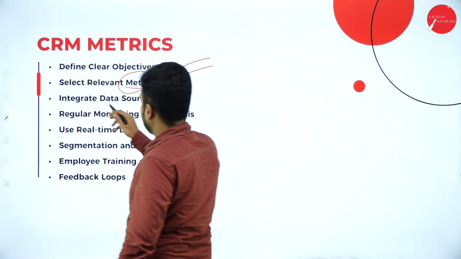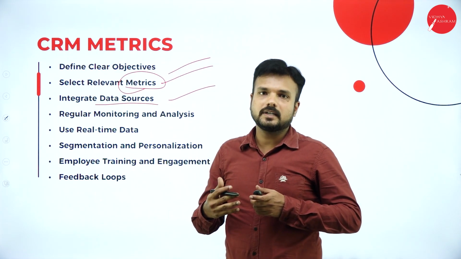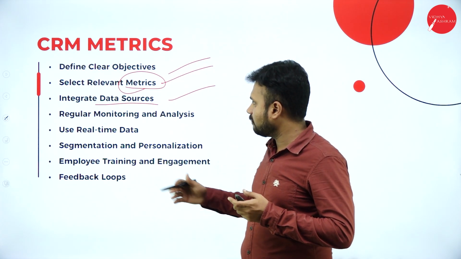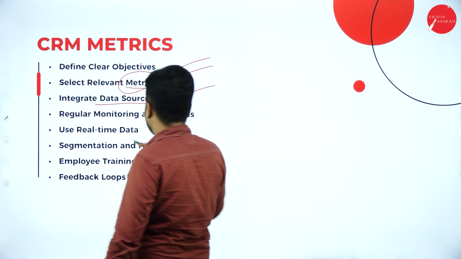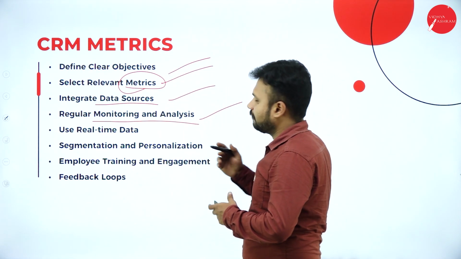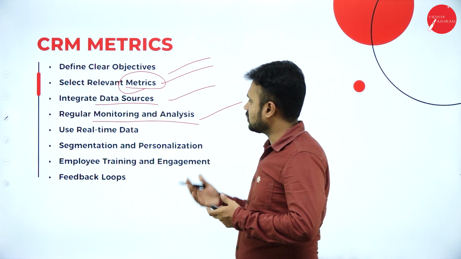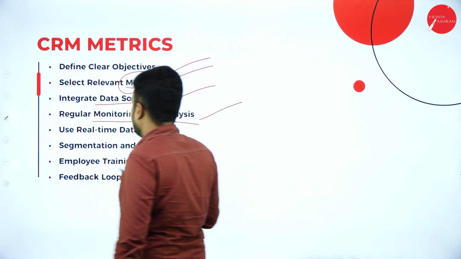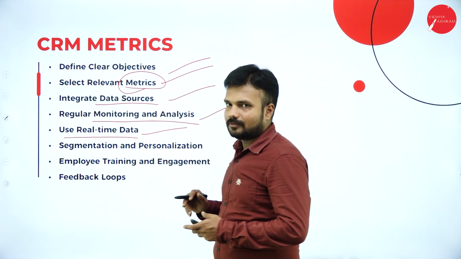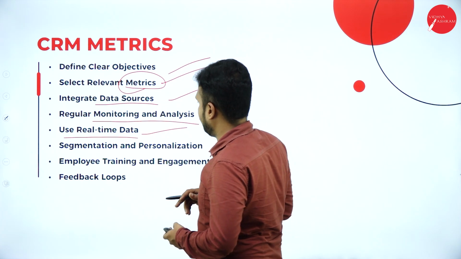Integrate data sources. Okay, so as I said, there is a proliferation of technology and also the integration of artificial intelligence with cloud computing and machine learning. Regular monitoring and analysis. So we keep monitoring and analyzing the information or the historical data or the given information from the customer relationship management software. Use real-time data. So whatever data has been collected, we are supposed to use the real-time data. We are not supposed to go with the historical data.